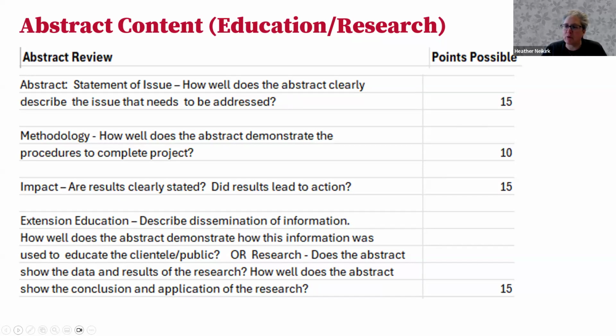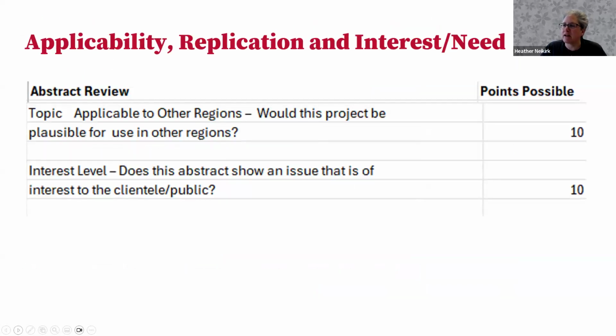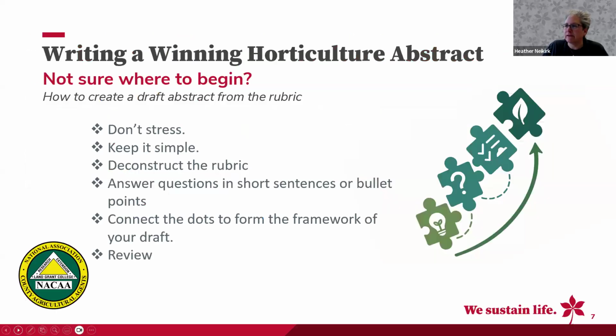And we'll talk a little bit in more detail about each of these. And then that last component is topic and interest level. I refer to that as applicability, replication, and interest or need. So again, is this an interest? Does this abstract represent an issue that's of interest to industry, clientele, public, producers, whatever target audience we're looking at? And is it applicable? If I'm providing this, is this something that can be utilized in other regions across NACAA? So quick, down and dirty.